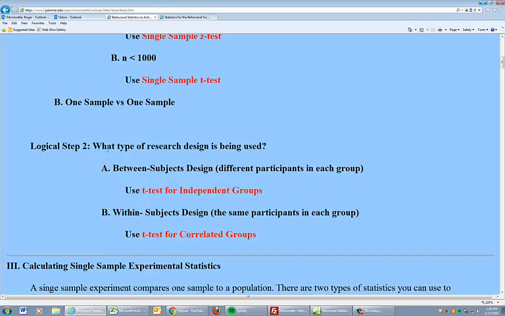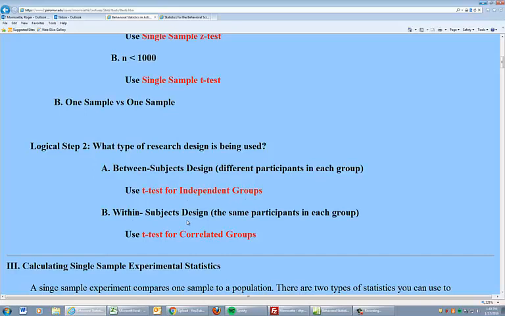And logical step 2 is what type of research design is being used. Remember these from the earlier lesson, between subjects groups and within subject groups. Between subjects groups, you have different people in each of the groups. If you have that sort of design, you want to use a t-test for independent groups, sometimes called independent samples.